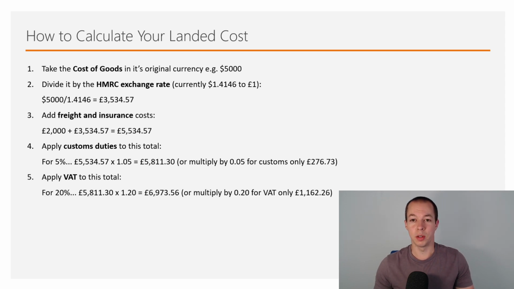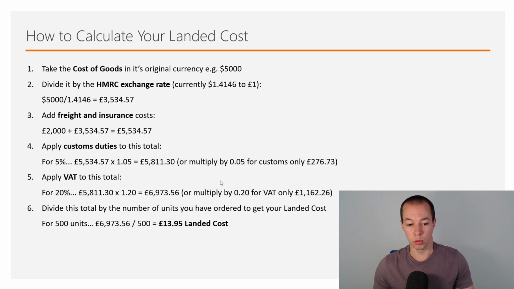The next thing we need to do is to apply VAT to this new total. So there are two ways you can do this. You can either have an all-inclusive figure adding the VAT on straight away, just like we did with the customs duty, or you can split it out separately. So in this example, the VAT rate is 20%, just like the customs commodity code I just showed you. So if we take the 5,811 times that by 1.2, that will add 20% to the total, bringing us to 6,973. Or if you want to know what the VAT is on its own, just times that total by 0.2, and that'll be 1,162. So once you've got this brand new figure, that is effectively your overall landed cost.